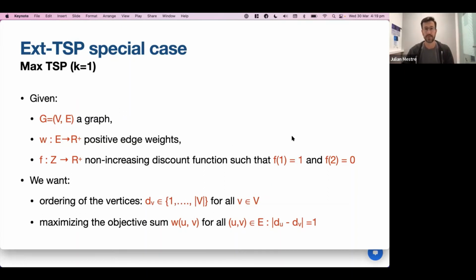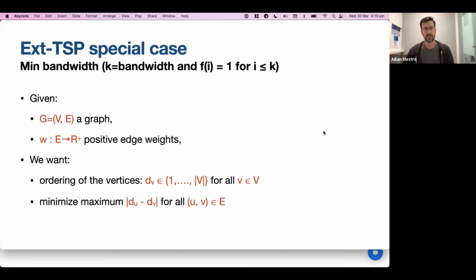There are lots of things that we know about this problem, but there is another special case that I want you to think about, which is the minimum bandwidth problem. In minimum bandwidth, you're also given a graph, and we want an ordering of the vertices in the graph, and what we want to minimize is the maximum length of any one jump in this ordering. So I look at all the edges, the distance of the endpoints in this ordering, and I record the maximum. For the best ordering, that's the bandwidth of the graph.